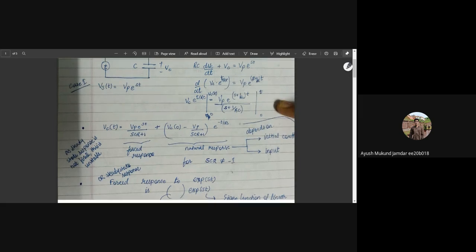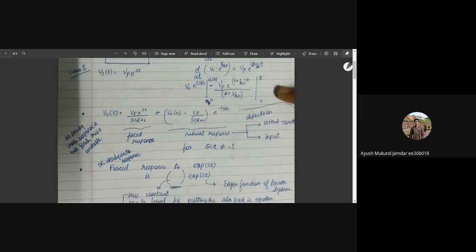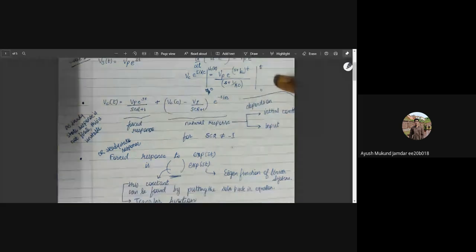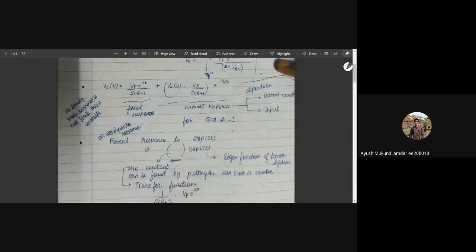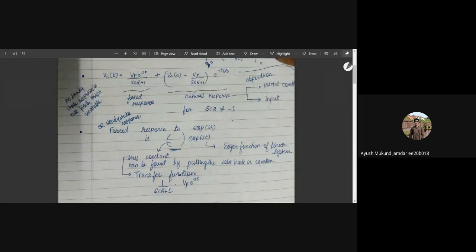So once again, I'm saying that it is the eigenfunction, and the forced response, or the steady state response as we say it, is the transfer function times exponential st. Where the transfer function is the function of s that comes out and is multiplied with the exponential function, that together makes the forced response. So in this case, how to find the transfer function? Well, we know it. It is 1 by SCR plus 1.